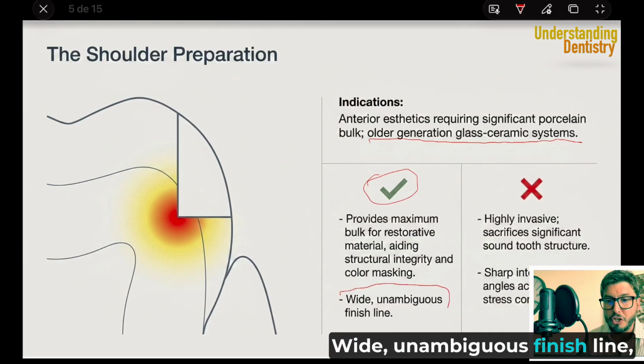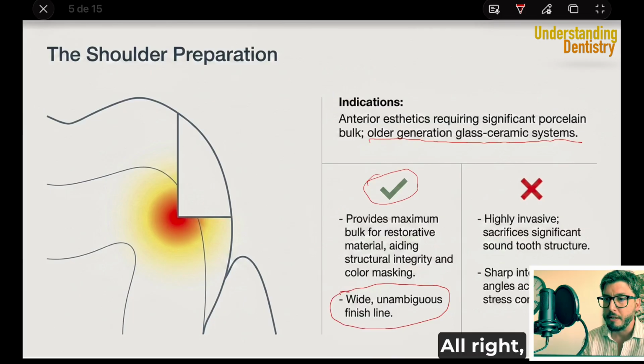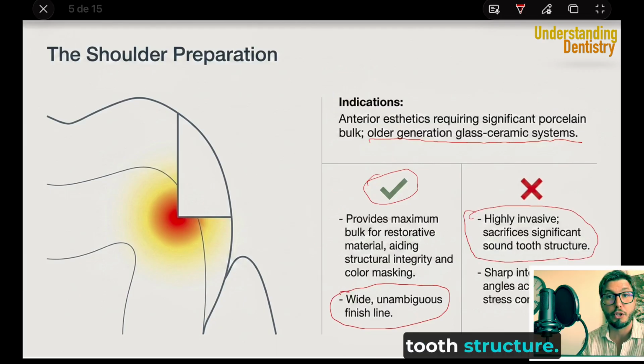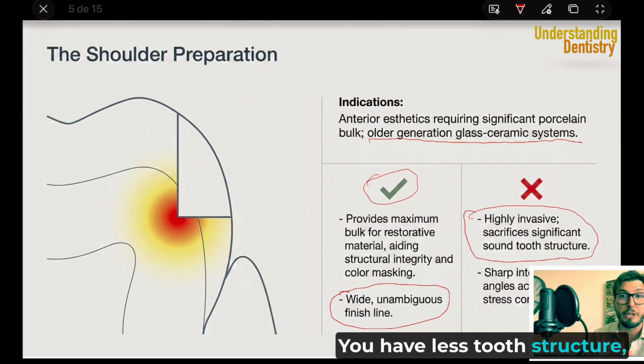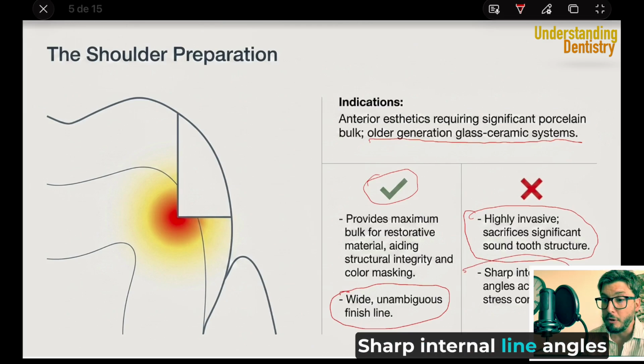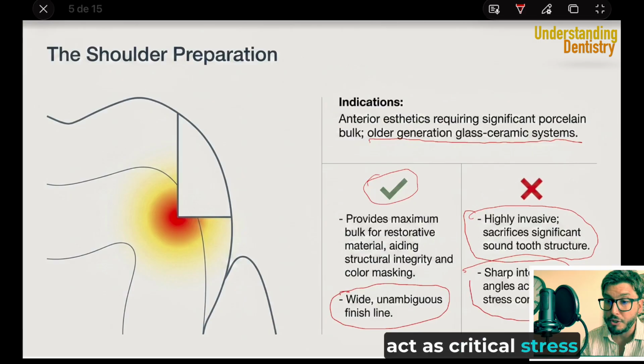Wide unambiguous finish line, so that's also very good. All right, it is highly invasive because you are sacrificing more sound tooth structure. You have less tooth structure, that's why you have more thickness of your biomaterial, of your ceramic material. Sharp internal line angles act as critical stress concentrators.